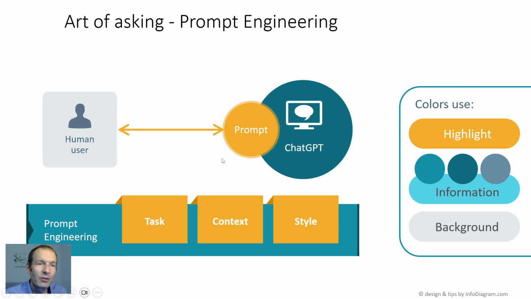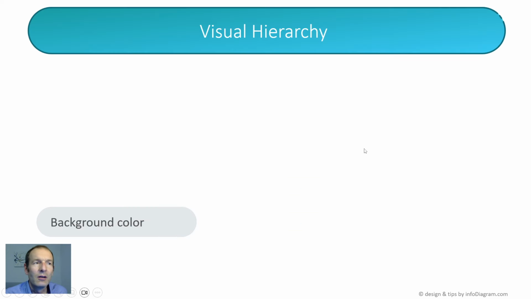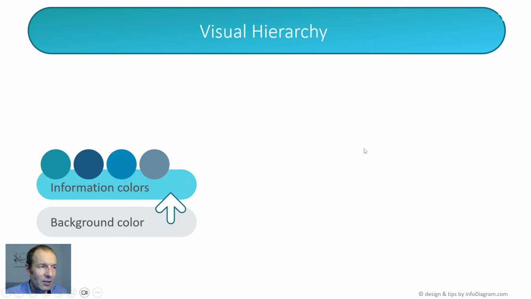Here for the background information, I use this lighter gray. For the information itself, the neutral elements, I use turquoise and bluish colors and darker gray. And there was one color which I saved for highlighting the main part, which is the orange here. You could use a similar hierarchy like I did here.